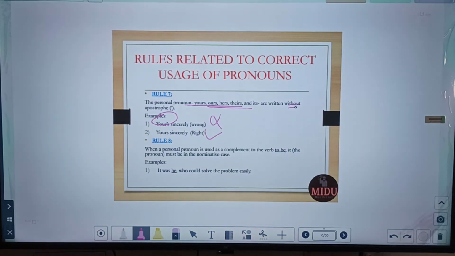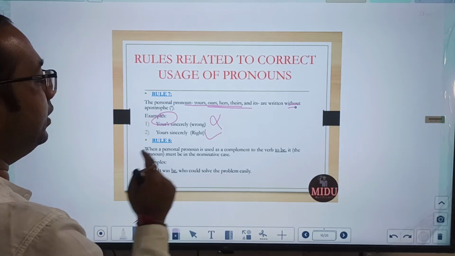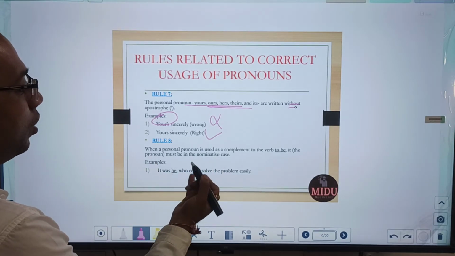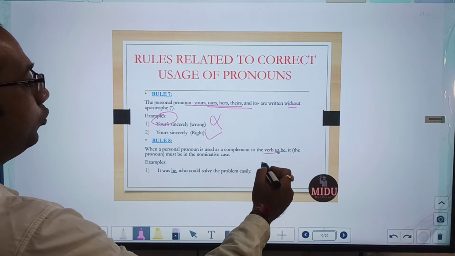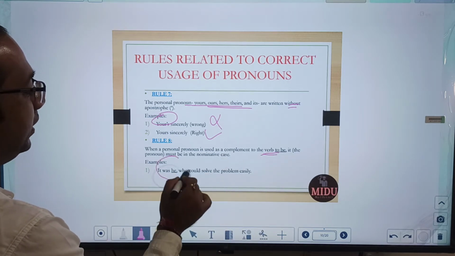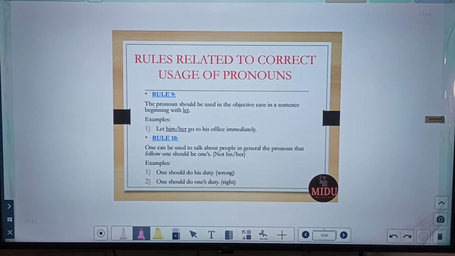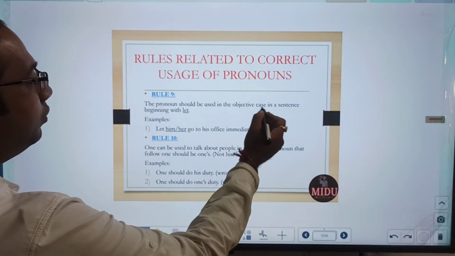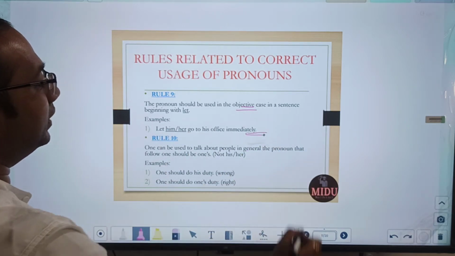When a personal pronoun is used as a complement to the verb to be, it must be written in nominative. It was he who could solve the problem easily. So whenever it is in the form of to be, we will use it in the nominative case. It was he. The personal pronoun should be used in objective case in a sentence beginning with let. So whenever a sentence begins with let, we should use objective case. Let him or her go to his office immediately.